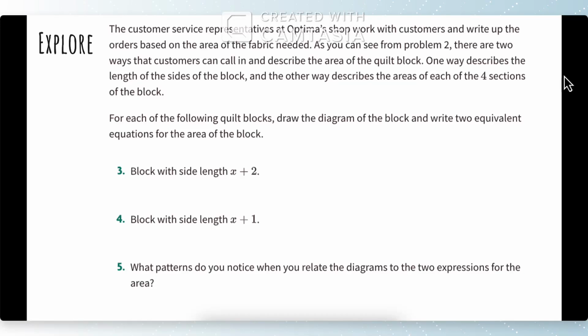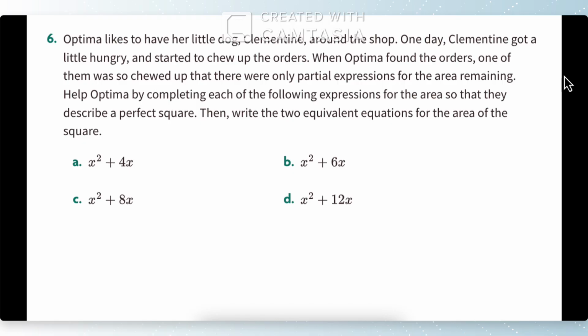All right, so for part one, I think we left off, you're trying number four. You should check your number four with other people around you, and then you should jot down some patterns that you notice for number five. Looking at number five, Optima likes to have her little dog Clementine around the shop, but one day Clementine got hungry and chewed up the orders. So while there were only partial expressions, you needed to kind of finish the area.